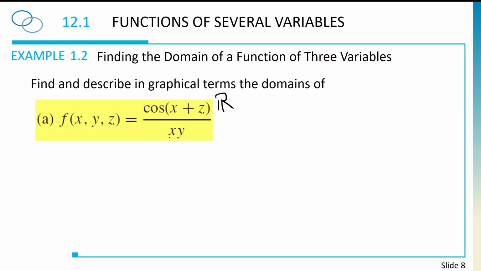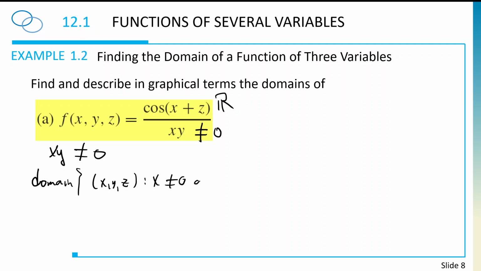Now for the denominator, x alone has no issues, y alone has no issues. The only issue is that they are located in the denominator. So xy can't be equal to 0. If xy can't be equal to 0, what does that mean for us? If I think about the algebra, what do I have? So how do I write the domain? The domain should be the points x, y, z where x can't be equal to 0 and y can't be equal to 0.